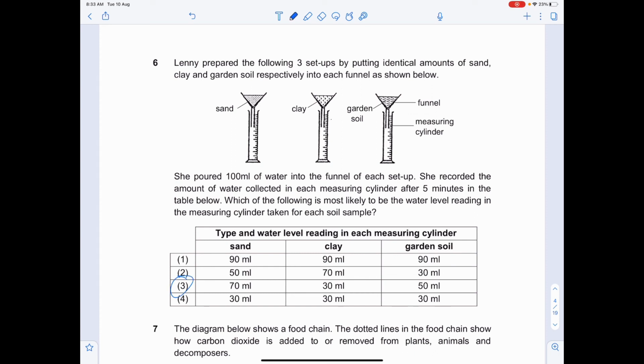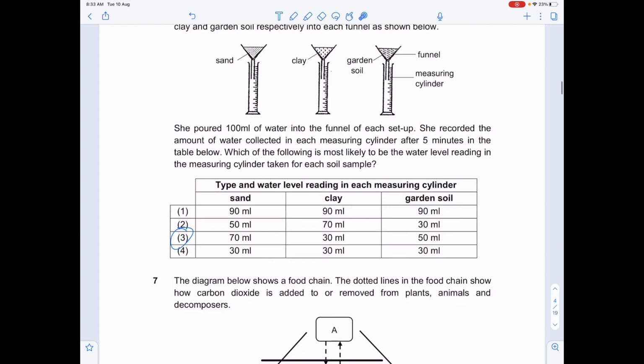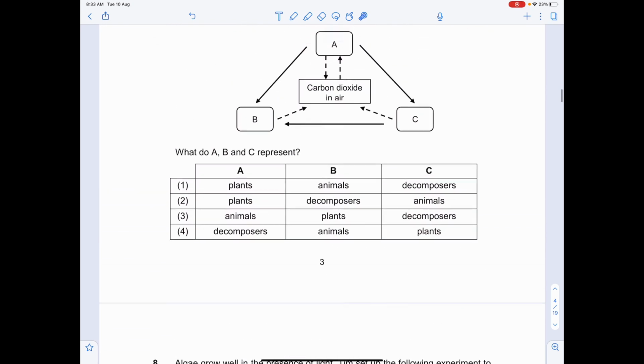Because you need to understand that of all, your sand retains water the least. So therefore, collection of water will be the most. It just allows it to flow through, followed by your garden soil. And the one that retains the most amount of water will be your clay soil. So because of that, that is the least amount of water being collected. We're skipping 7.